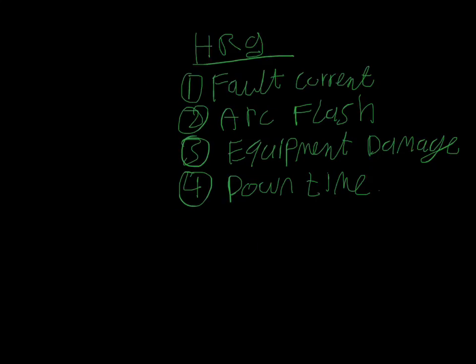Today we're going to cover high resistance grounds. This can be high resistance grounds in medium voltage 4160 or low voltage 480 systems. So the main reason why we install high resistance ground is to limit the fault current. Now that's reason number one, and when we limit the fault current, it contributes to a host of different things happening.